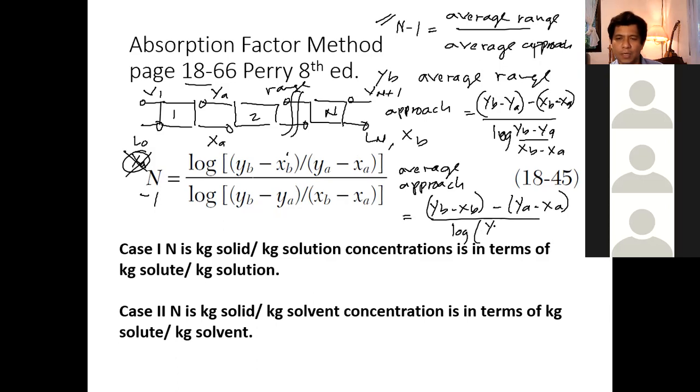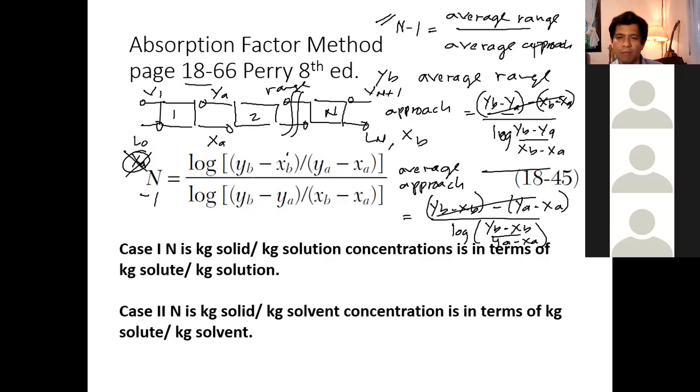Rest lang naman yun. YB minus XB divided by YA minus XA. So if you divide the two, halimbawa yung average range divided by average approach, ano ba dinivide natin yung dalawa? Notice that this YB minus YA minus quantity XB minus XA is the same as YB minus XB. Negative din yung XB, di ba? Parehas ng YB. Parehas ng negative XB. Tapos negative YA din, ano? Positive XA. Positive XA.